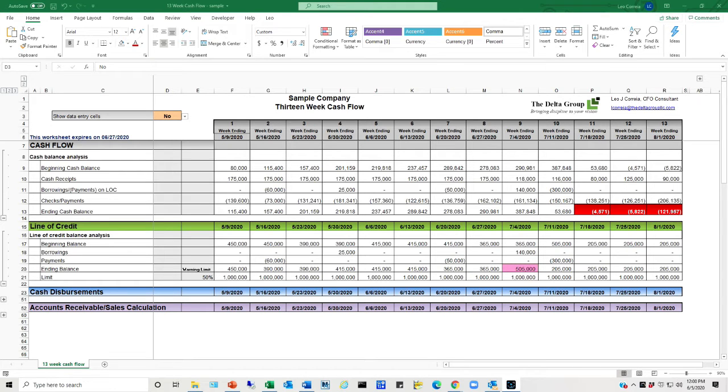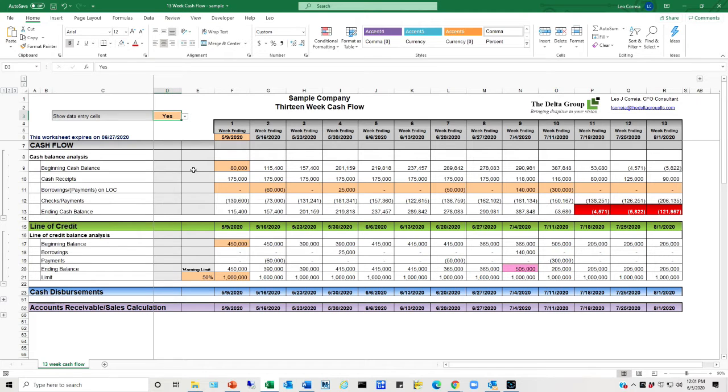Hello everyone. In this video, we are going to review the line of credit section of the 13-week cash flow. This line of credit section is completed in conjunction with the weekly cash reconciliation. The first thing I want to do is turn on the data entry cell so we can identify what we need to work on here. To start, we're going to begin with the line of credit section.